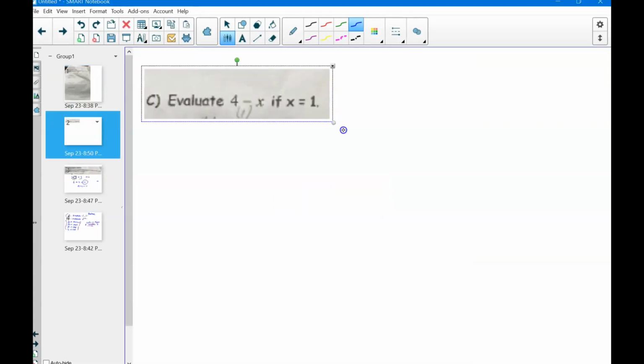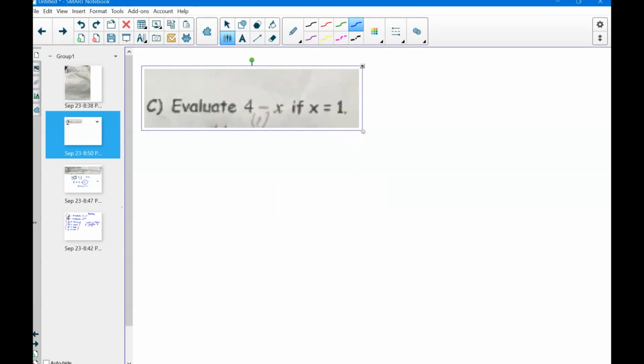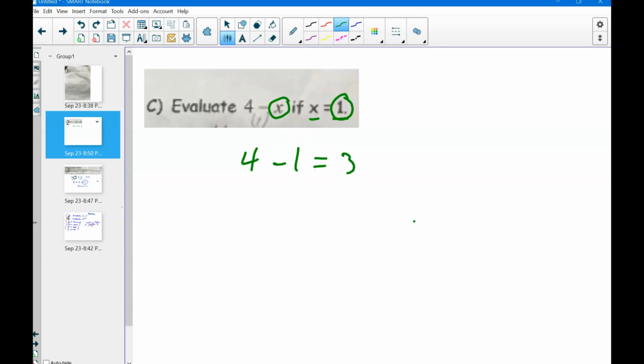Once again, the x is 1, which means every time we see an x, we can replace it with a value of 1. Now, I'm moving a little bit faster. Last time, I took a little bit more time explaining it. I think you're getting it now. So this one here looks like 4 minus 1 equals 3. So the answer is 3. Awesome.